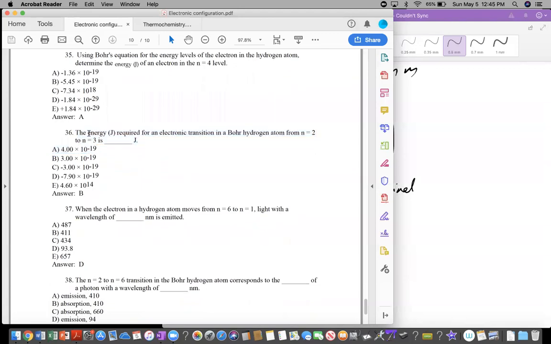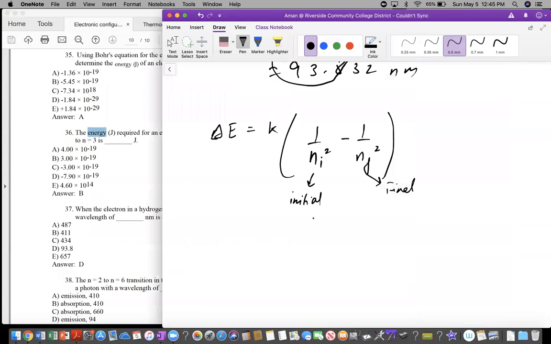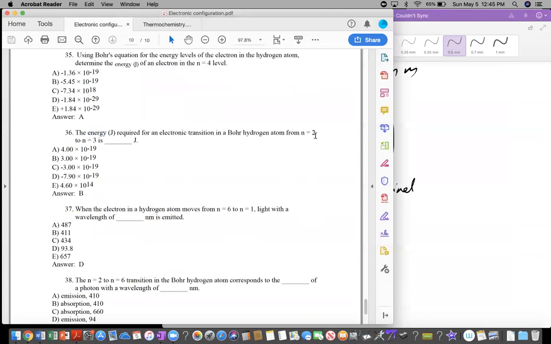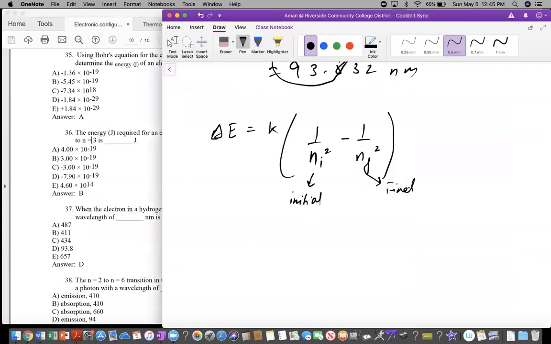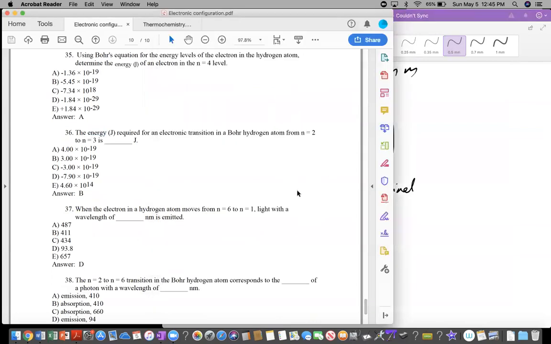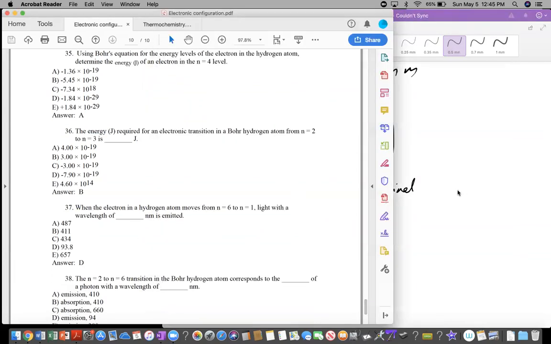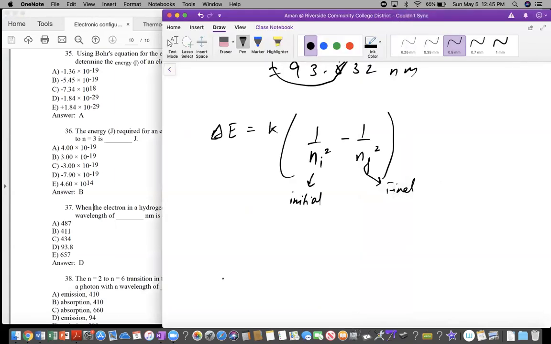It's something looking different, for energy. Electron is going from second to third floor. So then you have to use this equation, the delta E equation. Your initial is going to be number 2 and final is going to be 3. So that's how you're going to plug them in. And K is a constant that we're given. Do you know that the constant K is 2.179 times 10 to the power negative 18 joules?